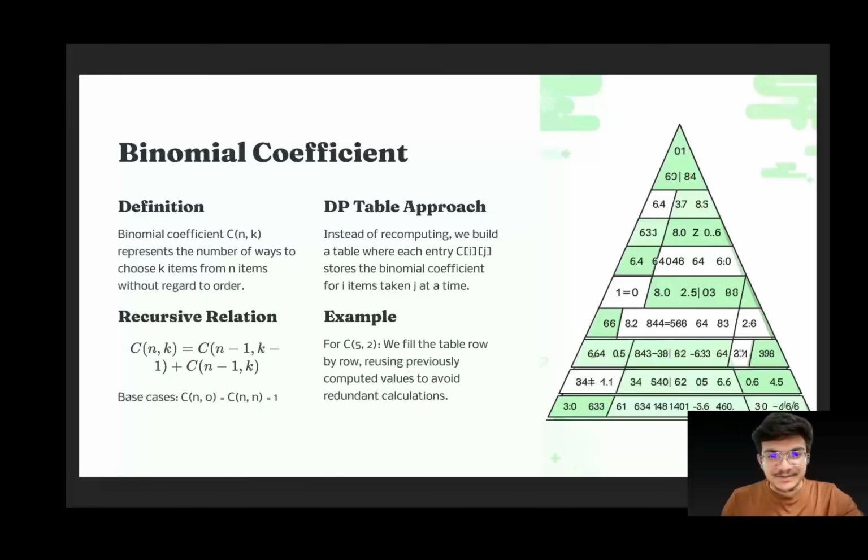Binomial coefficient. The binomial coefficient C(n, k) represents the number of ways to choose k items from n items. It follows a recursive relation which is represented here. Instead of recalculating values again and again, we use a dynamic programming table to store results. For example, to calculate C(5, 2), we build the table step by step using previous values.